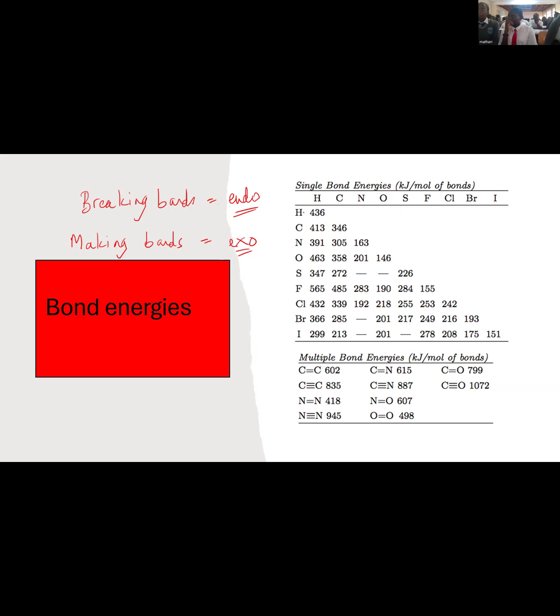So if I have a carbon to carbon single bond, if I took that and I broke it, that would cost me 346 kilojoules per mole. But if I took carbon and I made them into this, it would give out 346 kilojoules per mole. It's exactly the same number, it's just opposite.